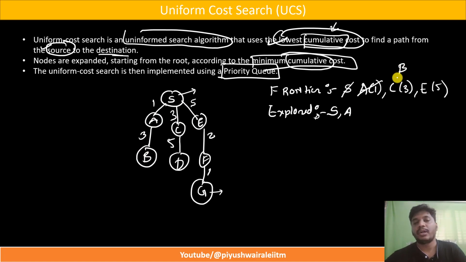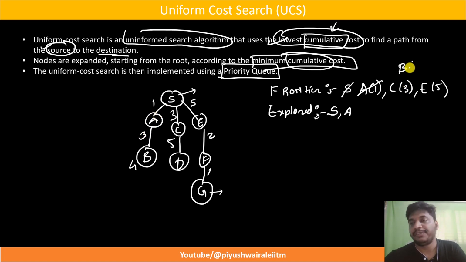But what should be the cost? In this case, for B, we have to consider the lowest cumulative cost from the root node. From S to A to B, we cannot go directly to B because we have to go through A only, right? So in order to reach B from S, we require 1 plus 3, that is 4 units. So the cost associated with this node is the summation of 1 plus 3, that is, the previously explored node, through the path that we are coming.